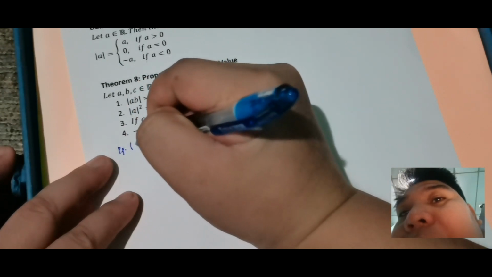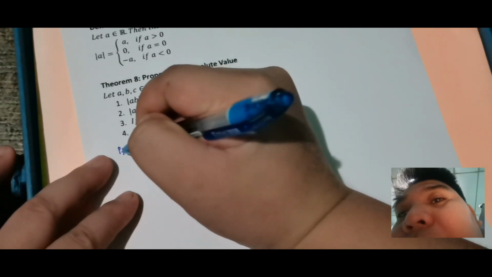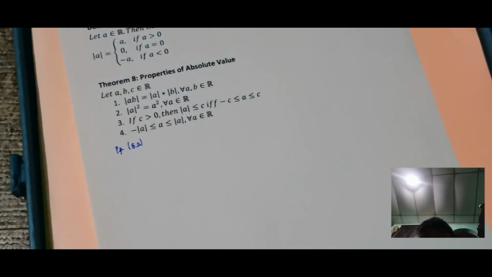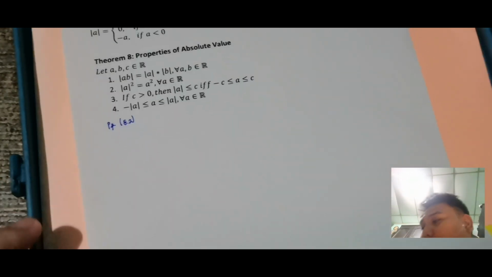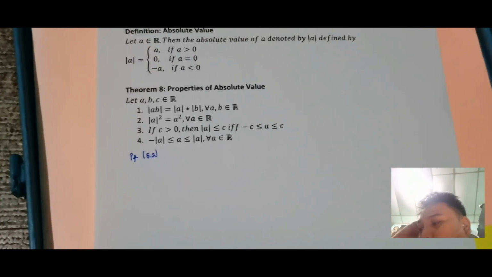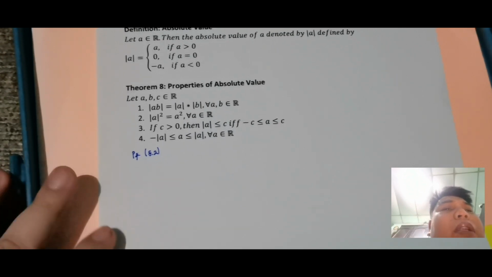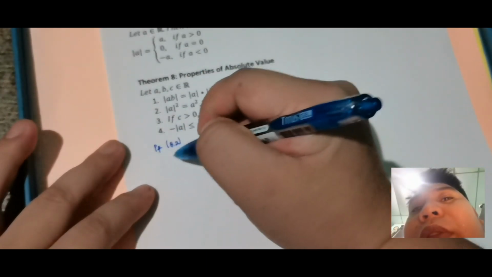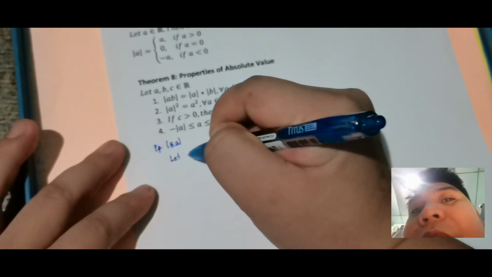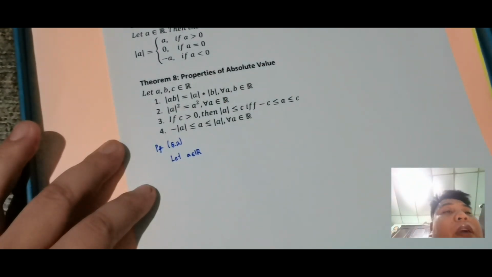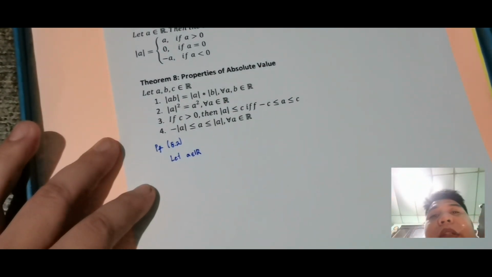Okay, so ito yung proof ng 8.2. Okay, so paano ba natin gagawin yung 8.2? So, ano bang una natin gagawin? So, sabi, for all A element ng real number. So, mag-let ako. So, let A element ng real number. Okay, so mag-let ako ng A na element ng real number.